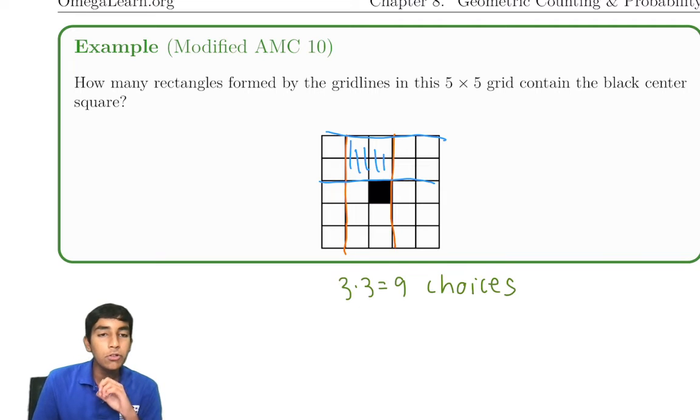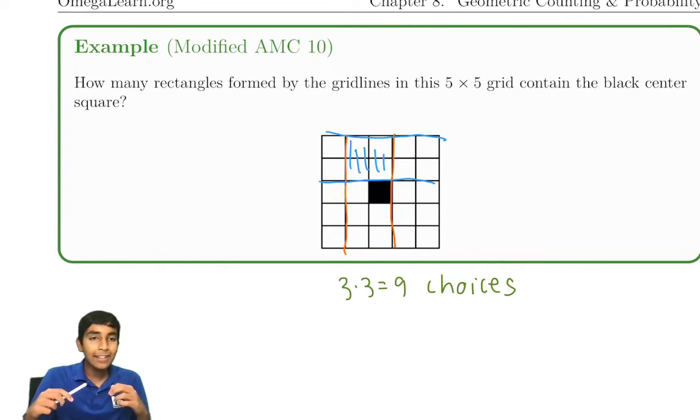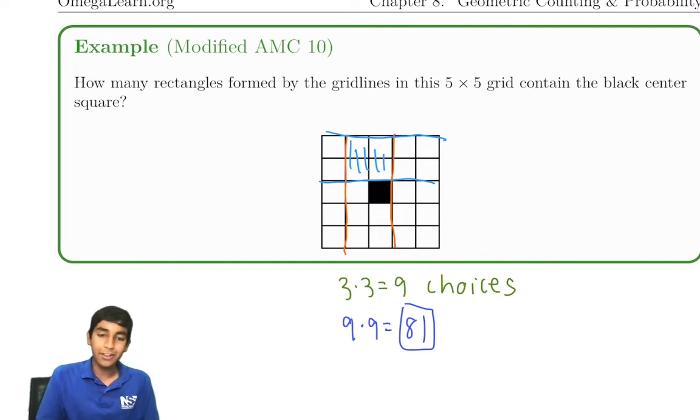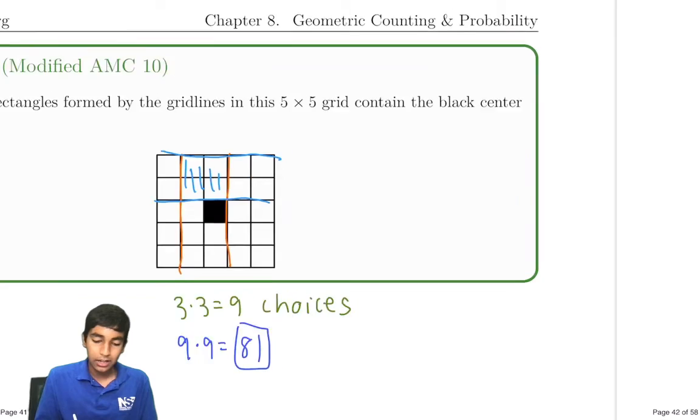So for it to be true, both the vertical lines have to be around the black square and the horizontal lines. Got 9 choices for the vertical lines and 9 choices for the horizontal lines. 9 times 9, 81 is the answer. And that was a clever application of the rectangle counting technique.